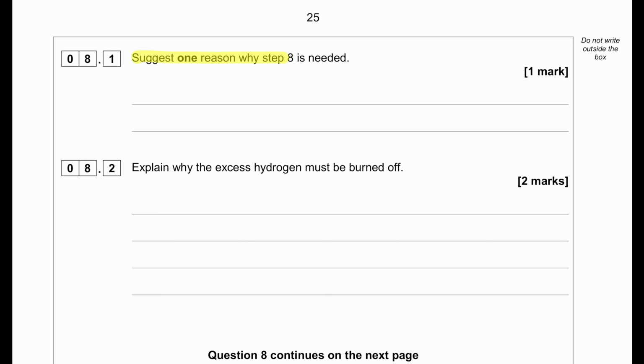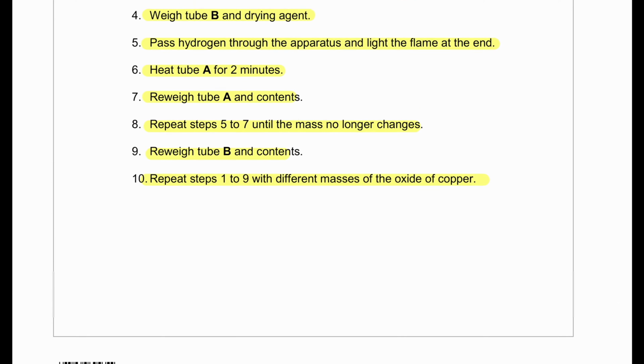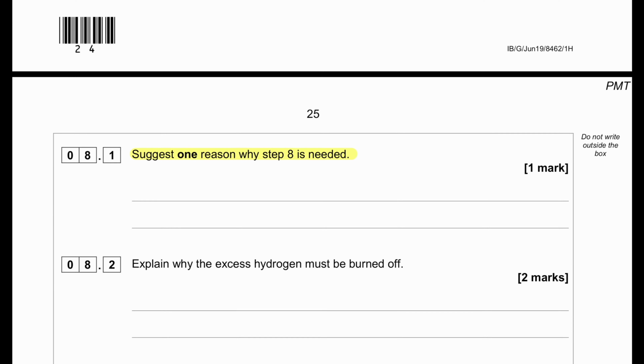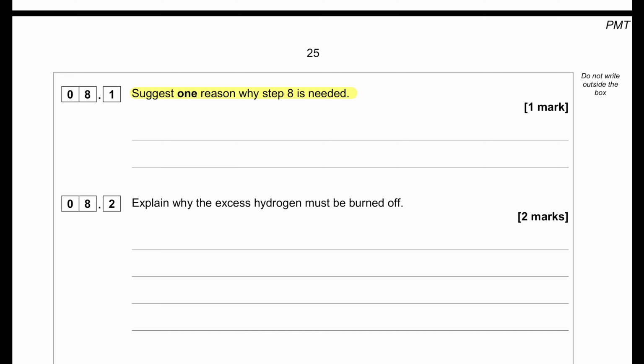Suggest one reason why step 8 is needed. Okay, guys, let's look at step 8 again. Repeat from 5 to 7 until the mass no longer changes. Guys, we want to make sure that all the oxygen that was combined with the copper oxide has reacted. So we want to make sure that the reaction is complete. That's why we need to repeat the process.